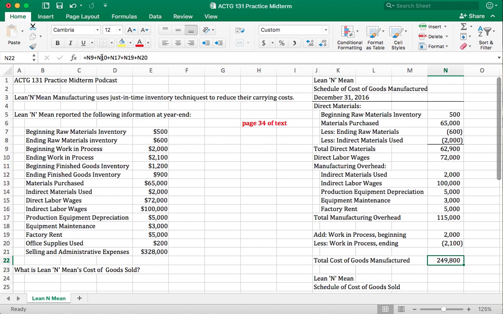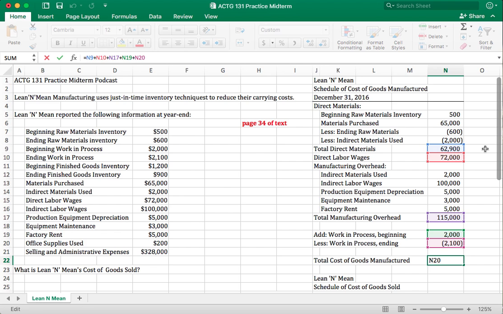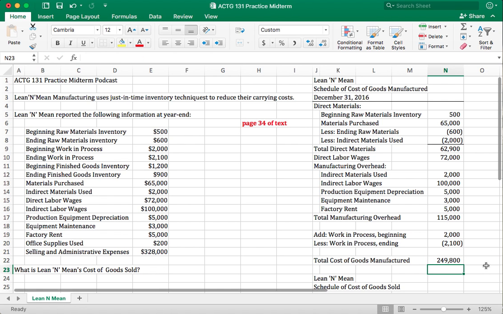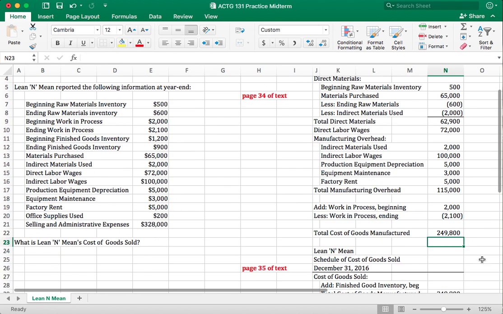So how did I get that? Well, let's look at it one more time. We began with total direct materials. We added direct labor wages. We added total manufacturing overhead. We added work in process, the beginning, and we reduced that by the work in process ending balance. And that gave us $249,800.